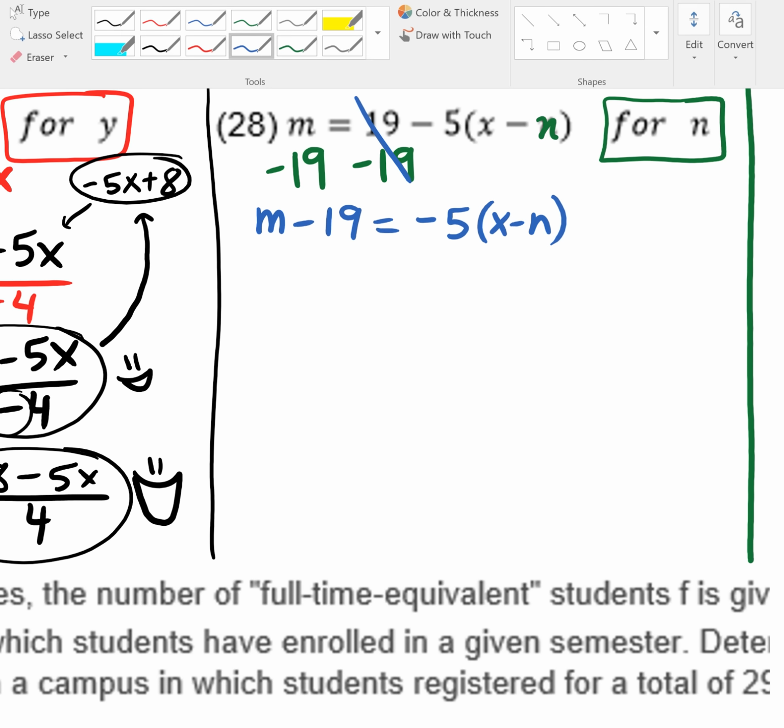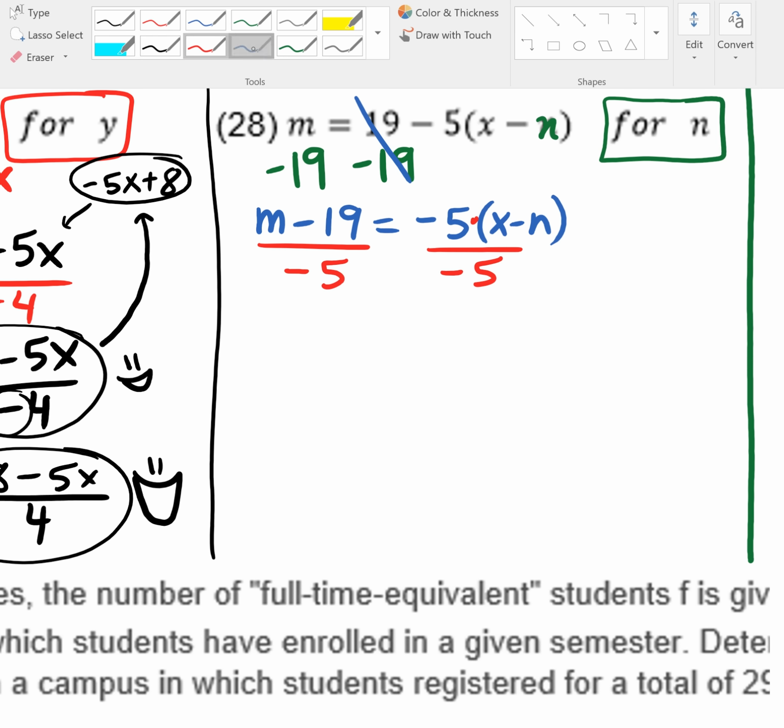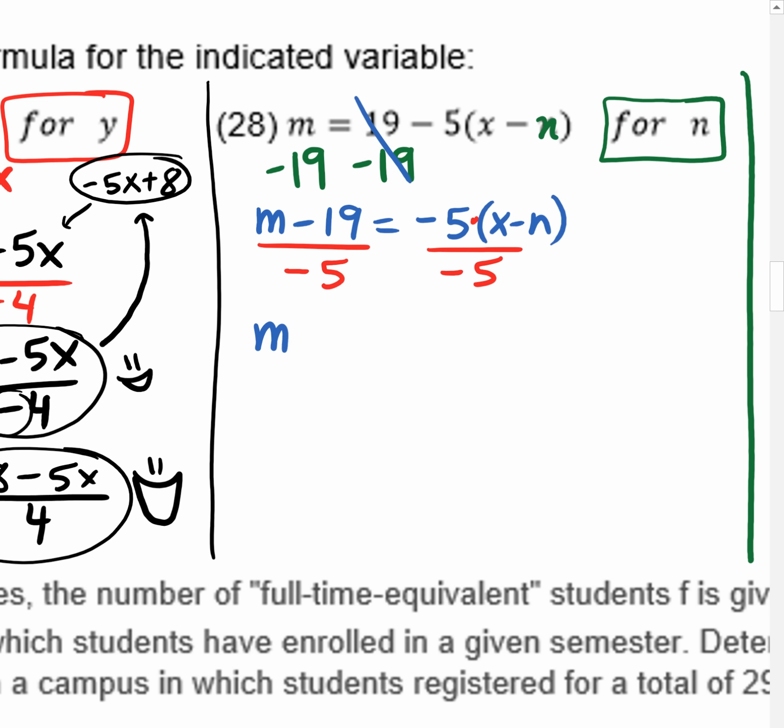Alright, now what's the next furthest thing from your variable n? I guess the negative 5, huh? He's outside the parentheses, and he's multiplying, so I can do the opposite and divide both sides by that guy. If I divide both sides, it'd be m minus 19 over negative 5 equals, on the right you're just left with what was in the parentheses, x minus n.